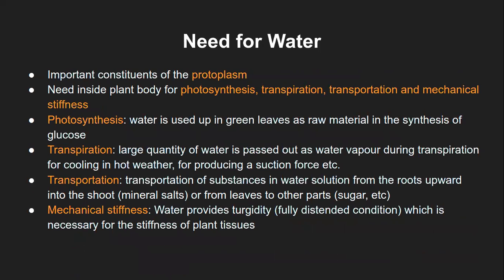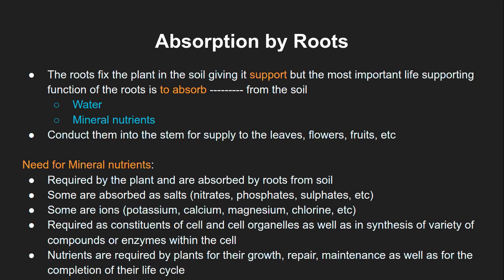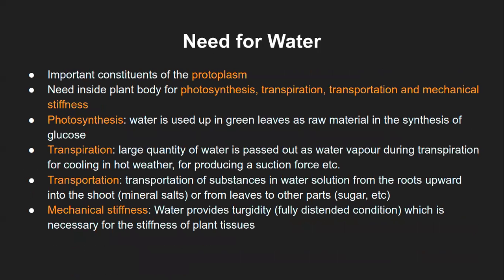The need for water. So we had looked at the need for mineral nutrients. Now we will look at why the root absorbs the water from the soil. Again, like the human body is made up of a lot of water, the plant body is similarly made up of a lot of water. It is one of the important constituents of the protoplasm, or you can say the cytoplasm, of the plant cell.